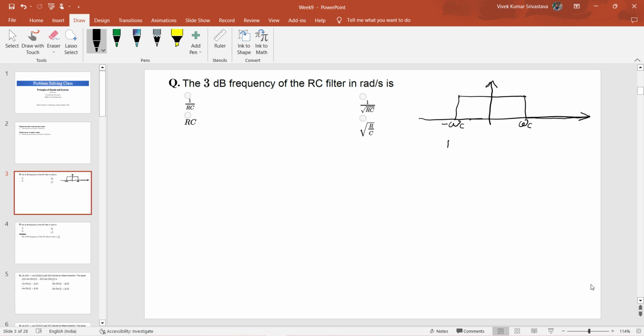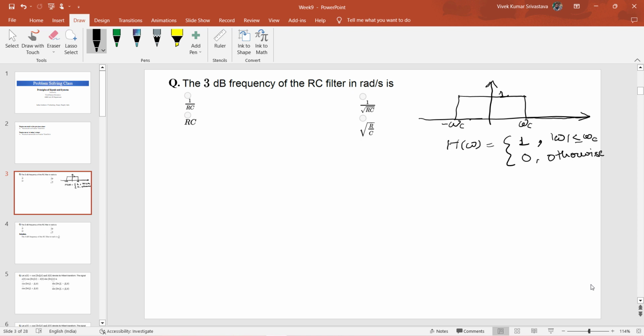This low pass filter can be defined as follows. Let us say its amplitude is 1, for example. For mod of omega less than or equal to omega c, its amplitude will be 1, and 0 otherwise. So this is the concept behind a low pass filter.